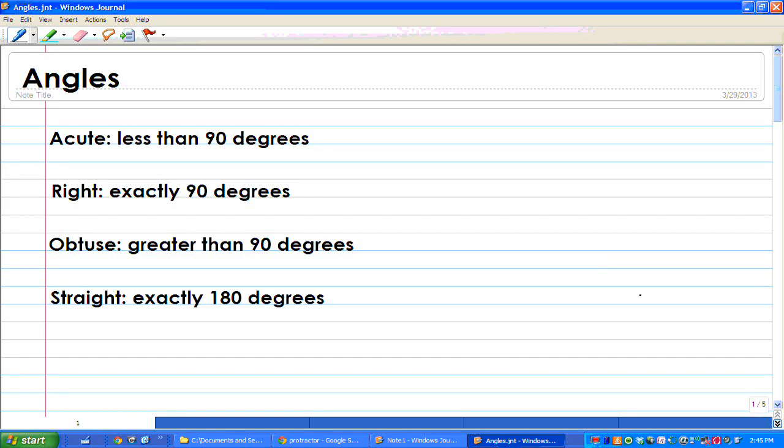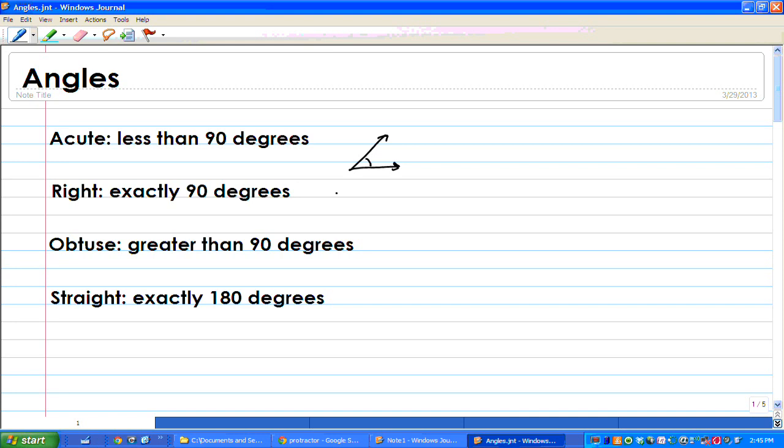Okay, this video is going to teach you about angles. There are 4 basic ones here and then 3 others that I'm going to talk about in a minute. First, an acute angle is an angle that is less than 90 degrees. It is small or acute. It can be drawn like this. 2 rays joined together make an angle that is less than 90 degrees.